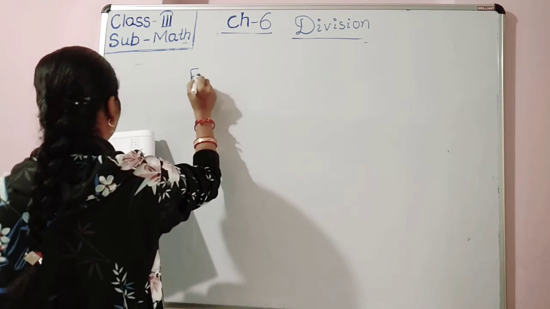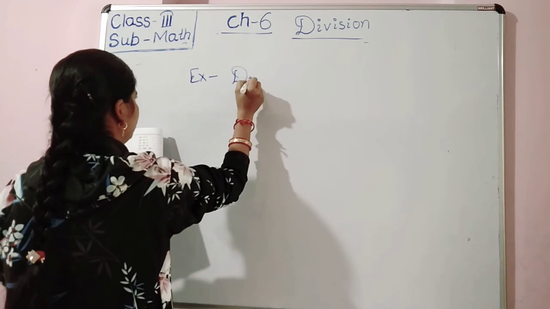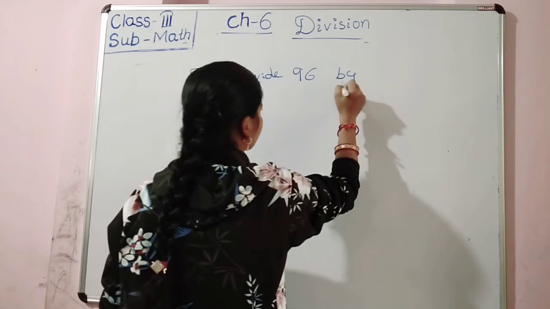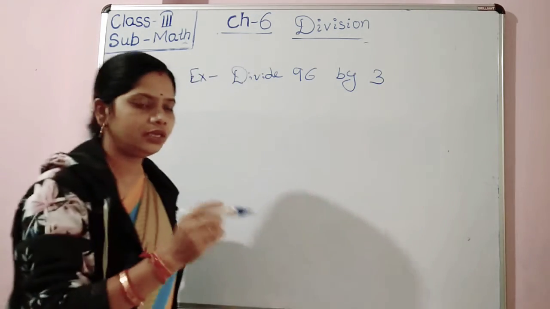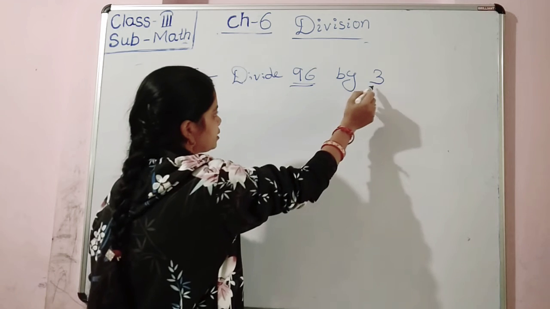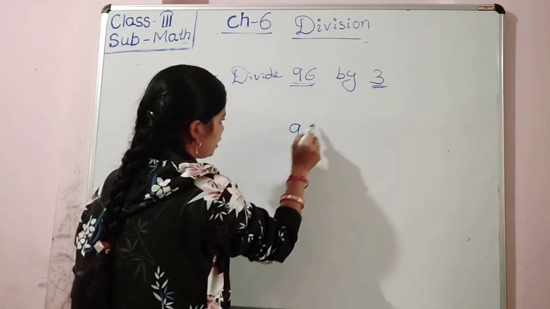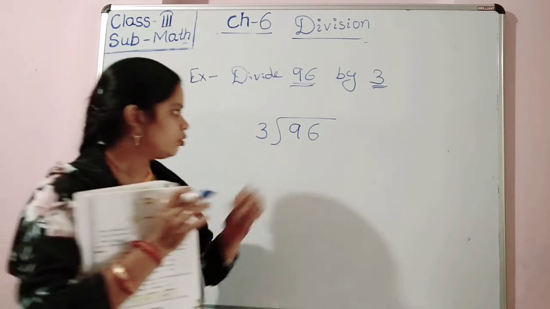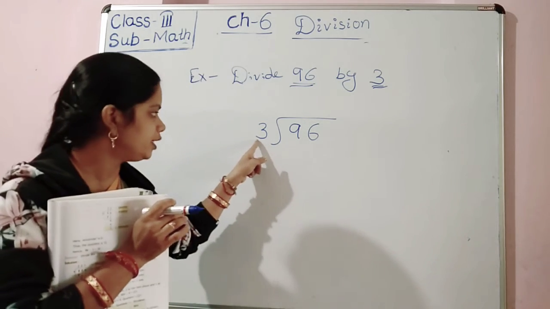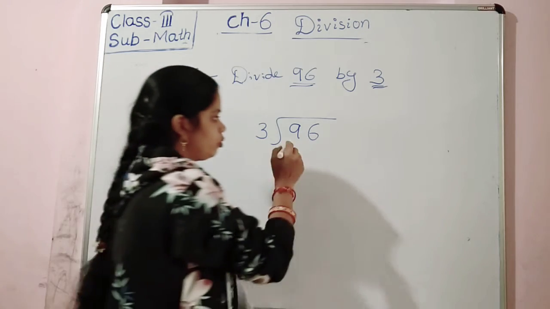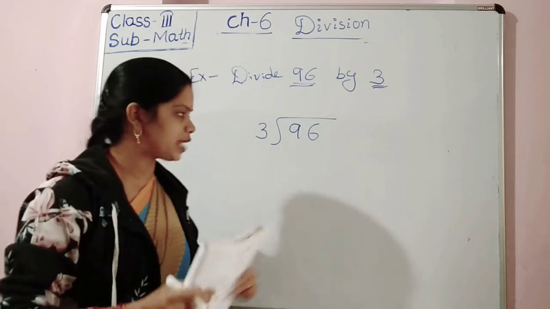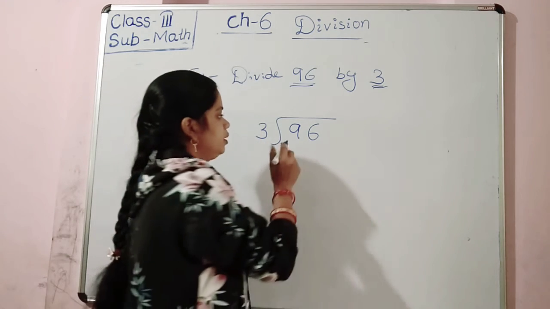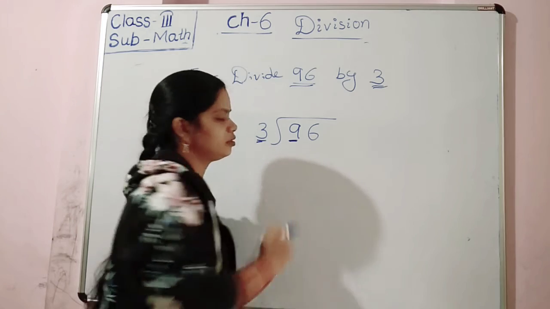Look at the example: divide 96 by 3. Here the dividend is 96 and the divisor is 3. 96 divided by 3. Children, here the divisor is a one-digit number. In division we start from the left side, from the tens place. Okay, here 9 and 3.